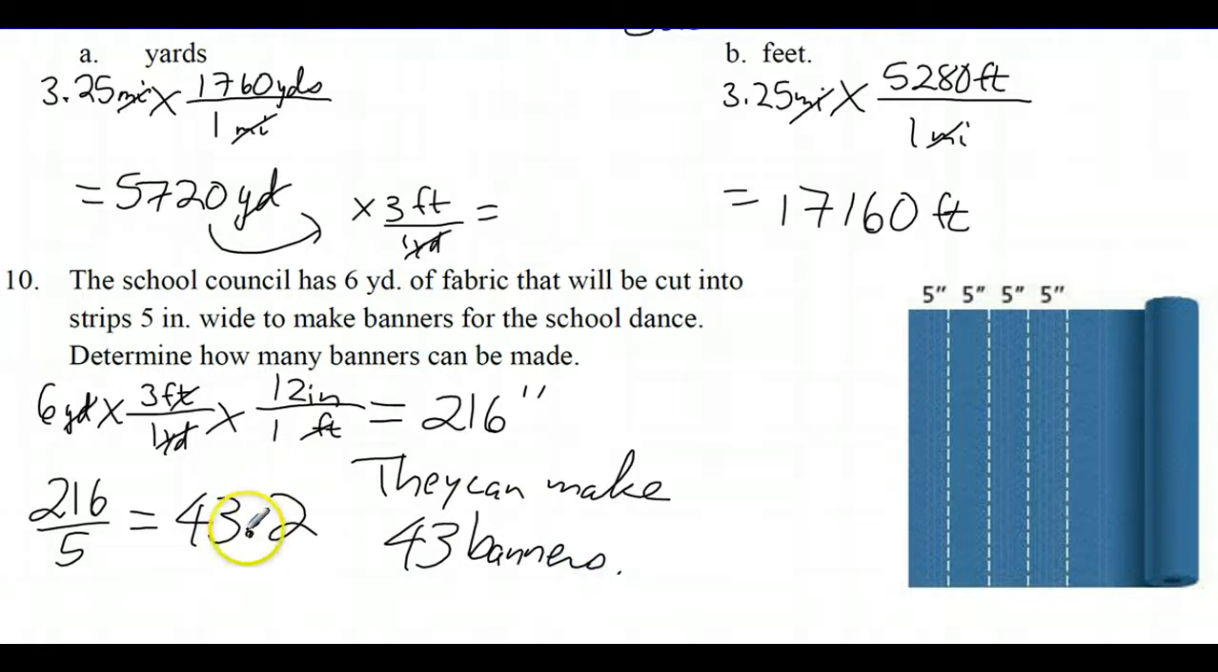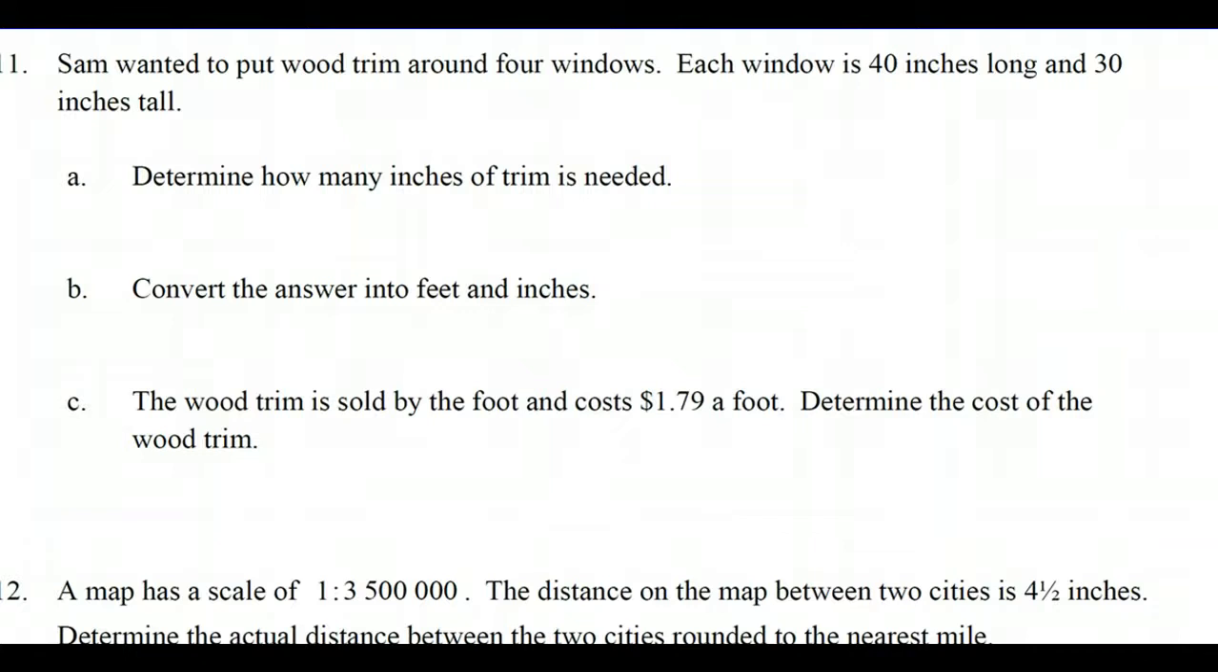Right, not much we can do with 0.2 of a banner. Almost there. Sam wanted to put wood trim around 4 windows. Each window is 40 inches long and 30 inches tall. I'll just draw that. So we've got 40 plus 30 plus 40 plus 30. So how many inches of trim do we need?